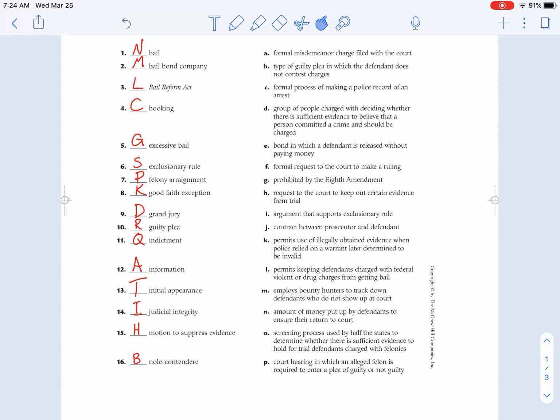16. Nolo contendere. It is a type of guilty plea in which the defendant does not contest the charges. So they do not admit guilt, so they're not pleading guilty, but they're saying that the prosecution has enough evidence to convict them, so they will not fight it. So it is still a type of guilty plea, but without actually admitting guilt.